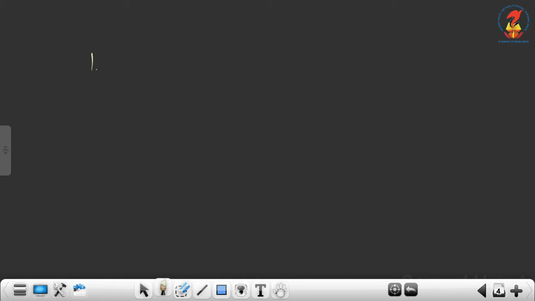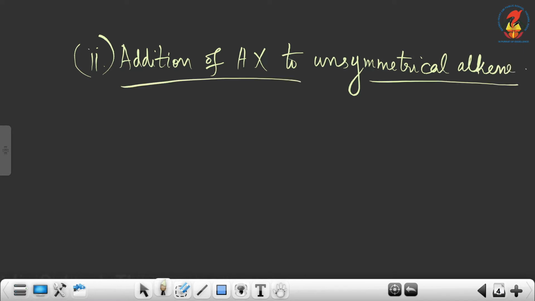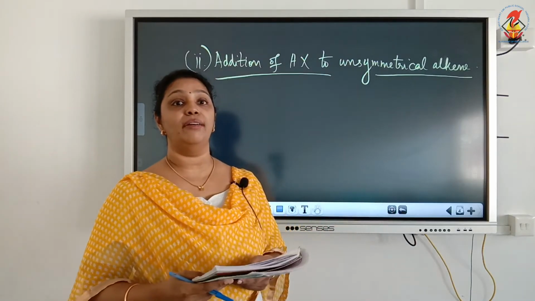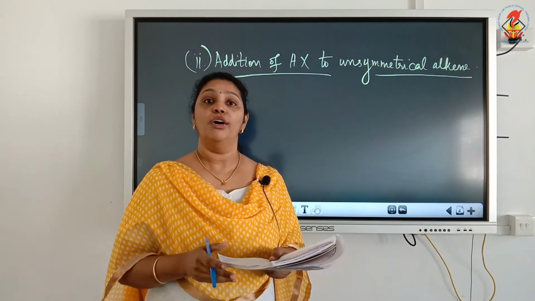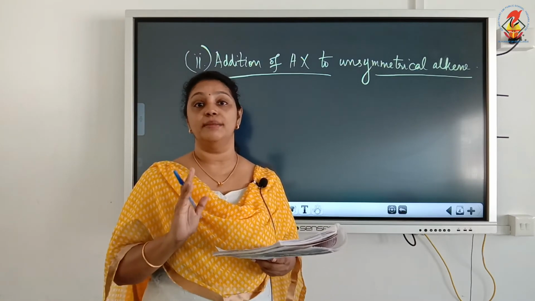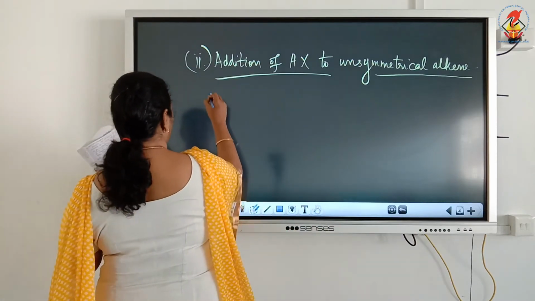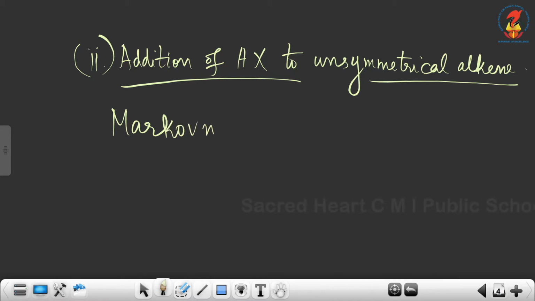Now next we are going to discuss the addition of hydrogen halide, HX, to unsymmetrical alkene. Now unsymmetrical alkene means we have unequal number of carbon atom on either side of the double bond. So when you write the product of addition of hydrogen halide to unsymmetrical alkene, we have to follow a rule called Markovnikov's rule. So we are going to see what is Markovnikov's rule.